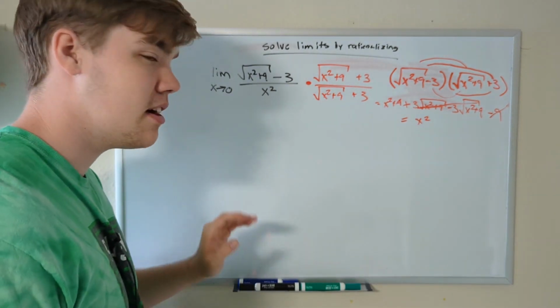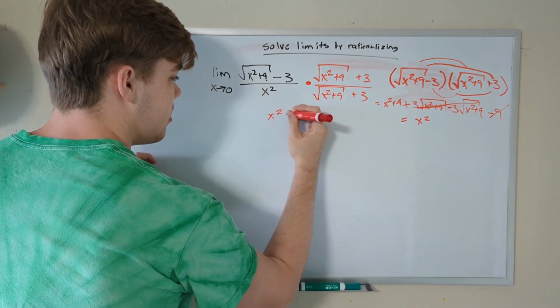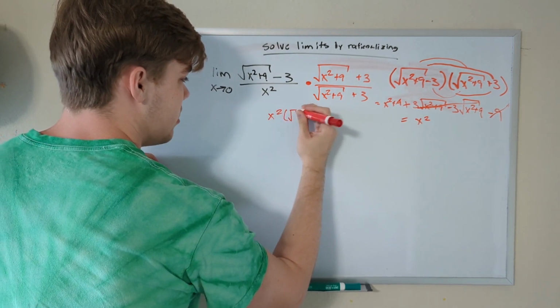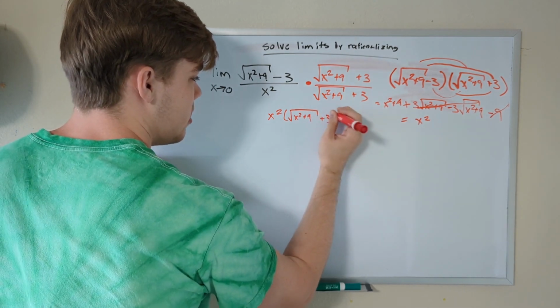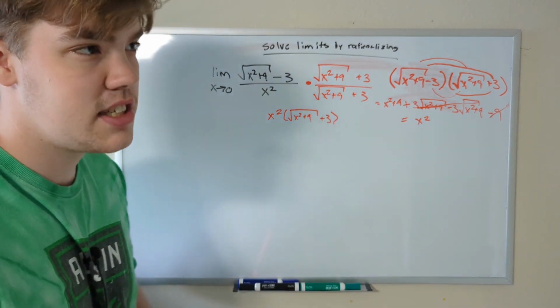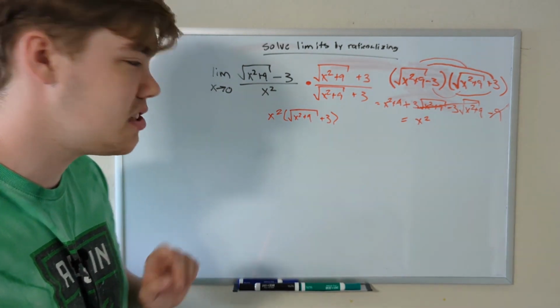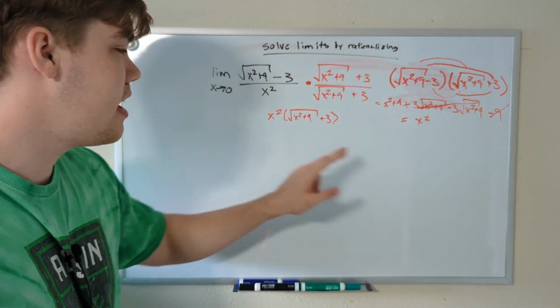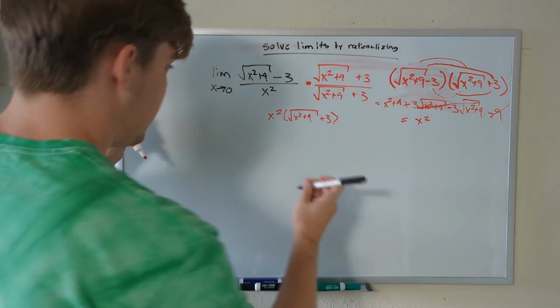Now let's do the denominator. And in fact, the denominator is going to be pretty simple. So we have x squared times the square root of x squared plus 9 plus 3. And I'm not going to change that at all. This is just going to be our denominator, and that'll make more sense in just a second. So let's put our numerator and denominator together and back into our limit problem. I'm going to grab my other pen.